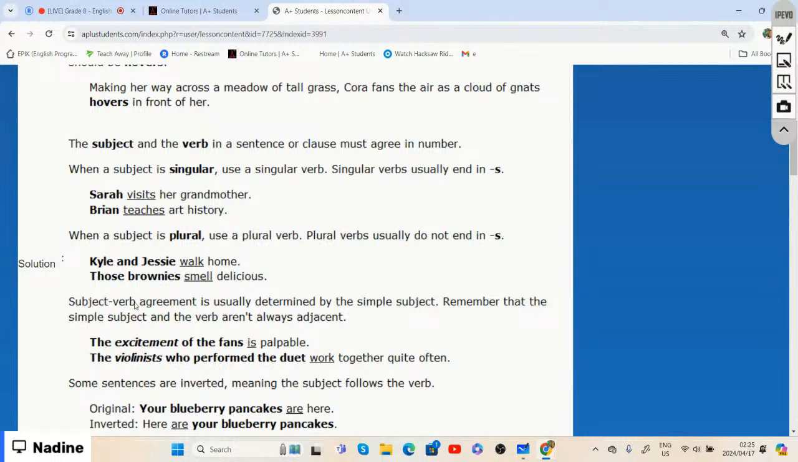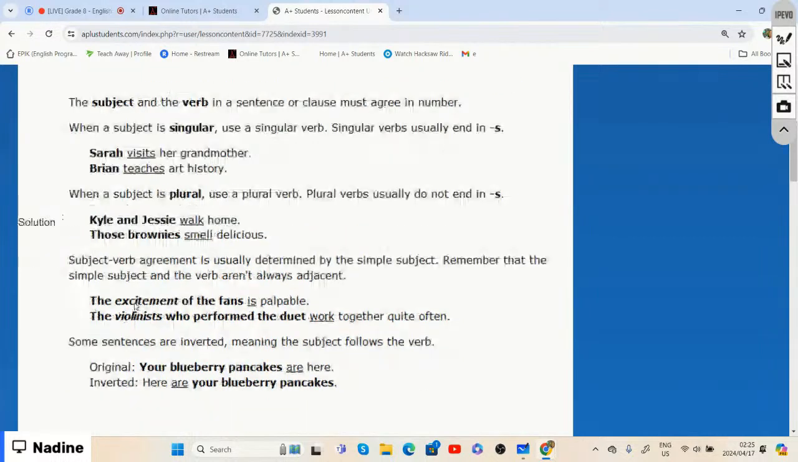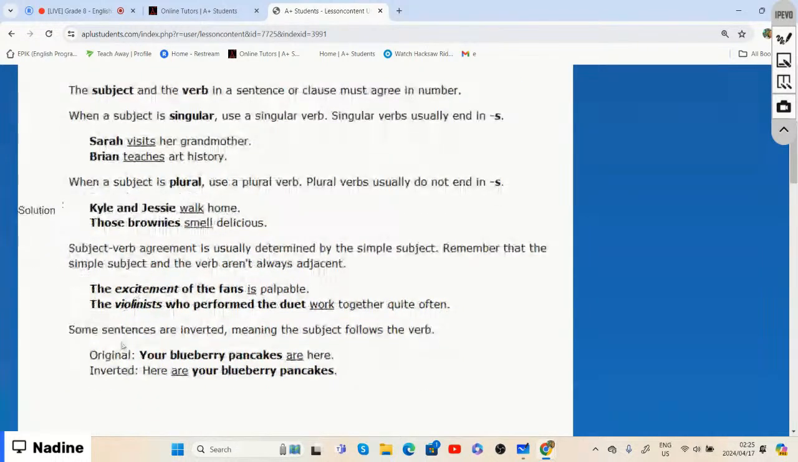All right. Then subject verb agreement is usually determined by the simple subject. Remember that the simple subject and the verb aren't always adjacent, right? For example, the excitement of the fans is palpable. So the excitement of the fans is palpable.